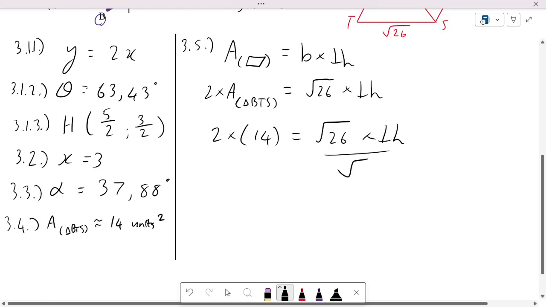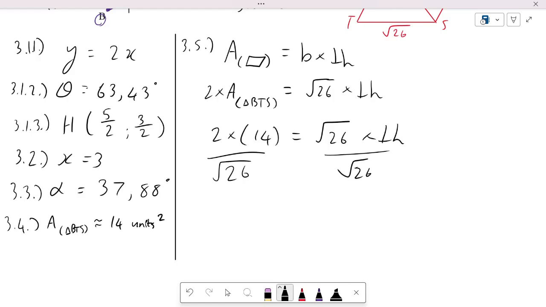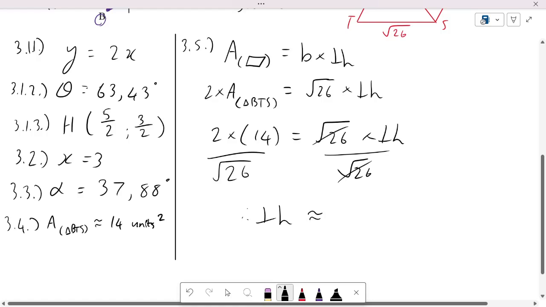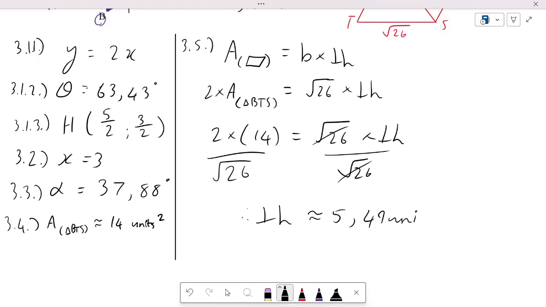We're going to divide both sides by root 26, such that these will cancel. Therefore, the perpendicular height of the parallelogram is equal to 2 multiplied by 14 all over the surd of 26, which gives us an answer of approximately 5,49 units. And it's just going to stay as units.